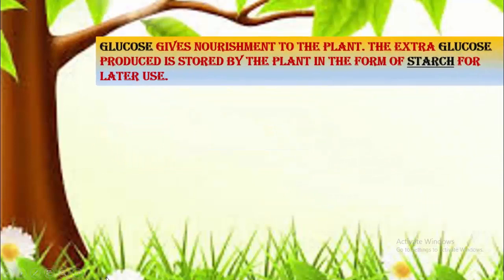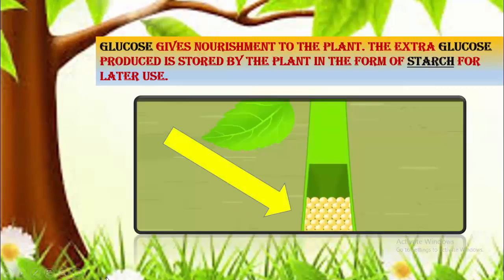And now what happens with this glucose? Like all of us human beings, we have to store grain or food for later use. In this way, glucose is given to the plant, and the extra glucose which is produced is stored by the plant in the form of starch. See, plants also store their food, right? So this starch is used for later use. This way, in photosynthesis, we get the oxygen, and the plant also gets this glucose, or in the form of starch, it's stored in the plant.